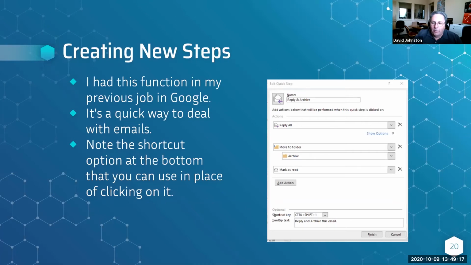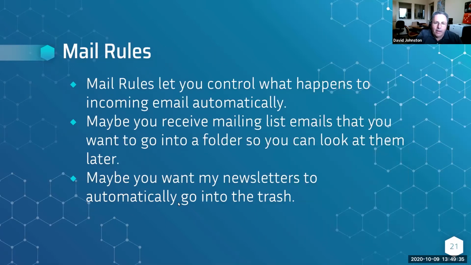You'll notice also down at the bottom, it has a shortcut key. So I can use Control-Shift-1, and that will automatically, if I've highlighted a message, I have it open, I hit Control-Shift-1, that automatically opens a reply and sends that message to the archive. And so that's just an example of the kinds of things you could do there.